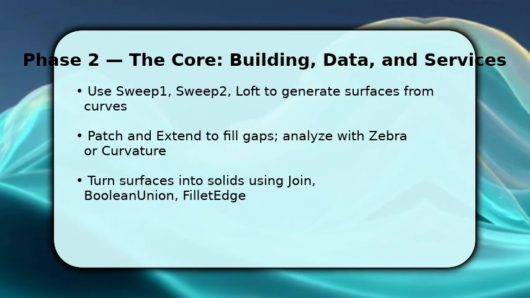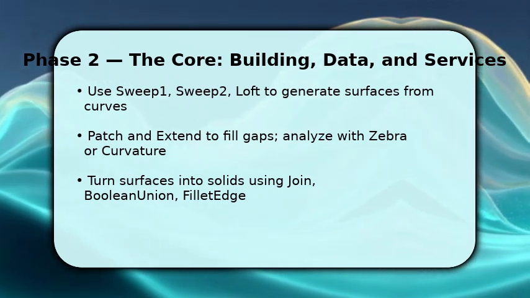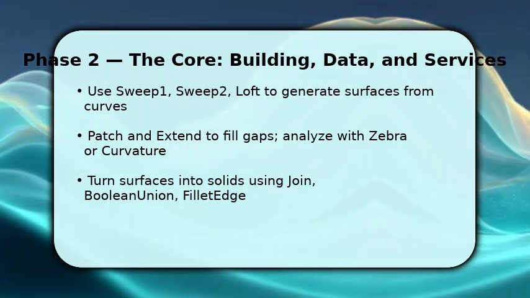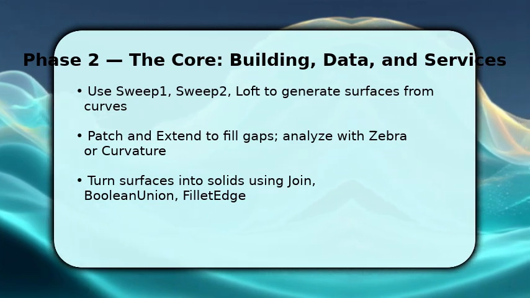Add fillet edge or chamfer for realistic corners. Keep checking object properties and normals, because reversed normals will ruin later operations.